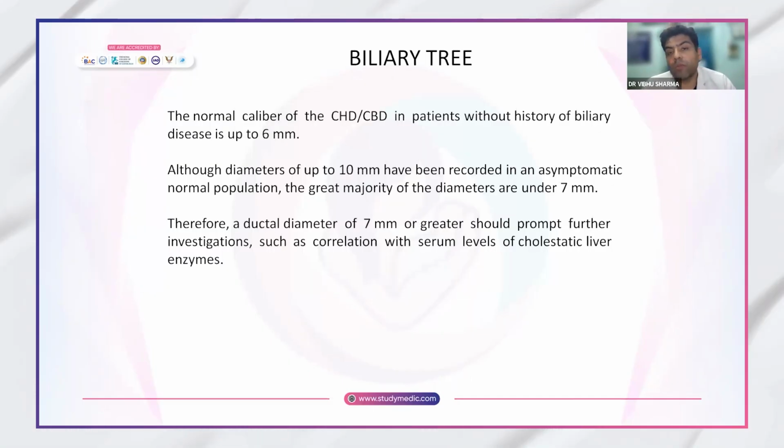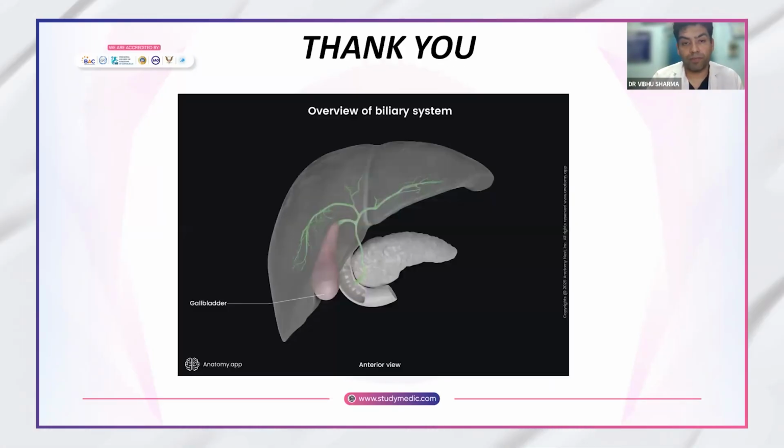And some facts about the biliary tree, because when you see the GB, you should know the normal dimension for CBD and CHD. It is up to 6 mm, and in some places it has gone up to 10 mm, but the majority of the diameters are under 7 mm. So that's why, according to the new guidelines, 7 mm is the criterion for the CBD and CHD. So less than that is considered normal.